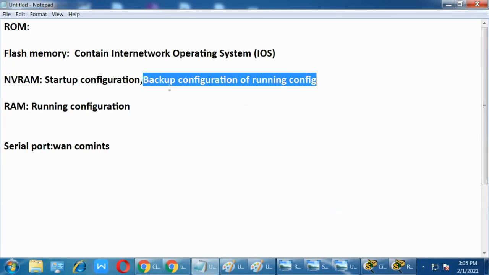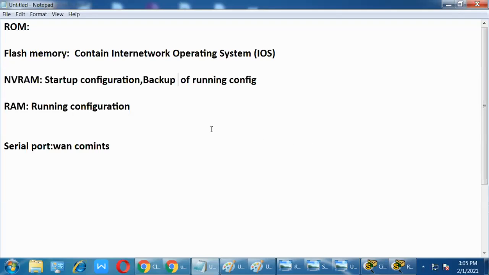Backup of the running configuration, right? Understand? Yes, sir. Now you have typed and you are saving, so it is immediately moved to NVRAM. Clear? So that is the NVRAM. What is the job of NVRAM? To save. Second thing is startup configuration. What will it do? Once your router restarts, at that time the NVRAM checks all the configuration and provides it to you.